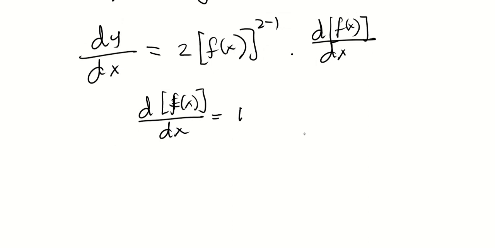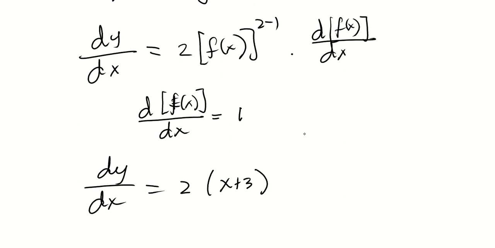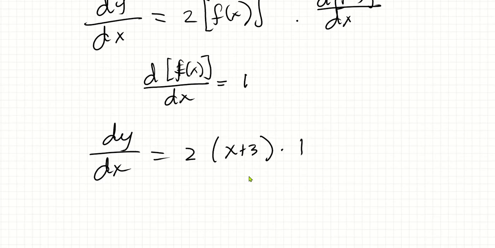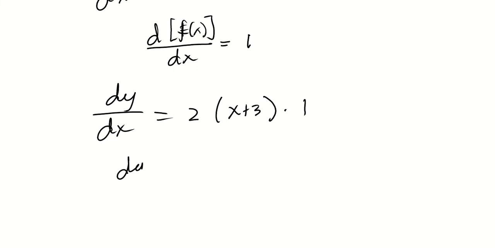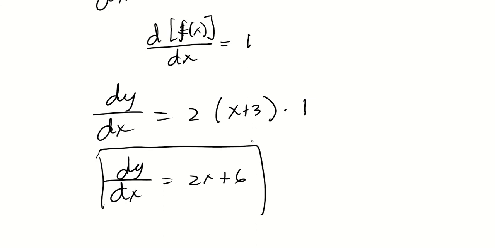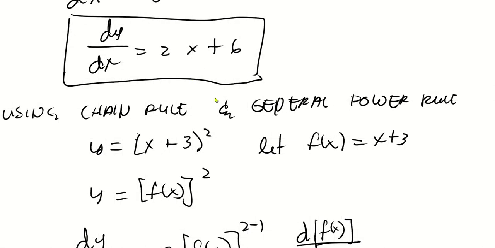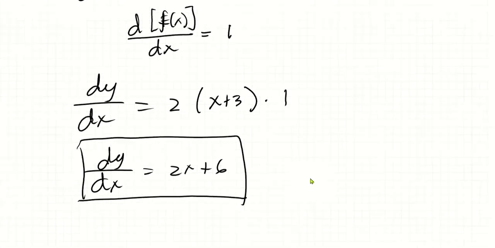Then if you substitute now, dy/dx will be equal to 2 times f(x), which is x + 3, raised to 2 minus 1, which is just equal to 1, times 1. Then simplify: dy/dx will be just equal to 2 times x, 2x, 2 times 3, plus 6. So it's still the same answer, 2x plus 6. Here, our answer is 2x plus 6. Here, our answer is also 2x plus 6.